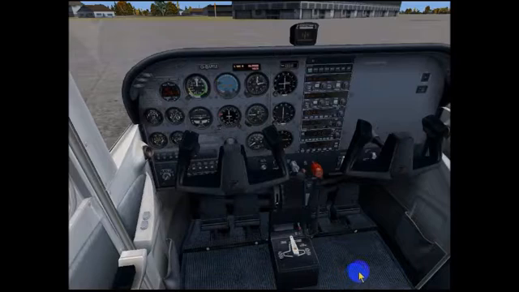All right, so we would make sure that the mixture is rich. This is the mixture. Out would be idle, full cutoff to cut off fuel to the engine. When we push this in, it is rich. So mixture rich. This will be mixture lean.